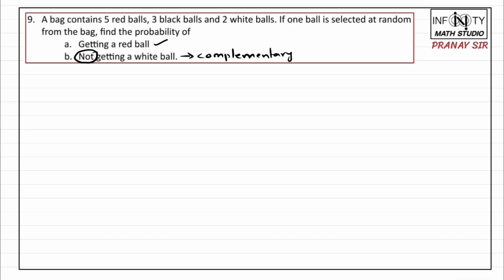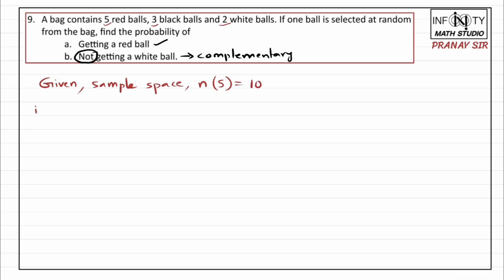So first of all we need to write the sample space. Given sample space, sample space means the total number of outcomes, that we denote as n(S). Here count the number of balls: 5 plus 3 is 8, 8 plus 2 is 10. So directly we write 10.